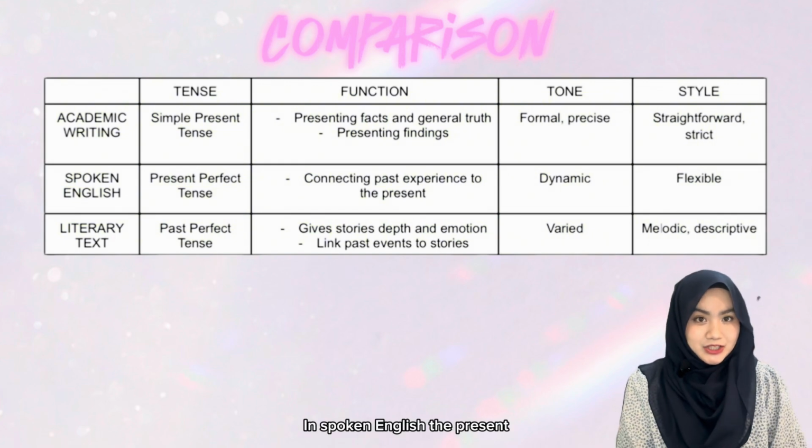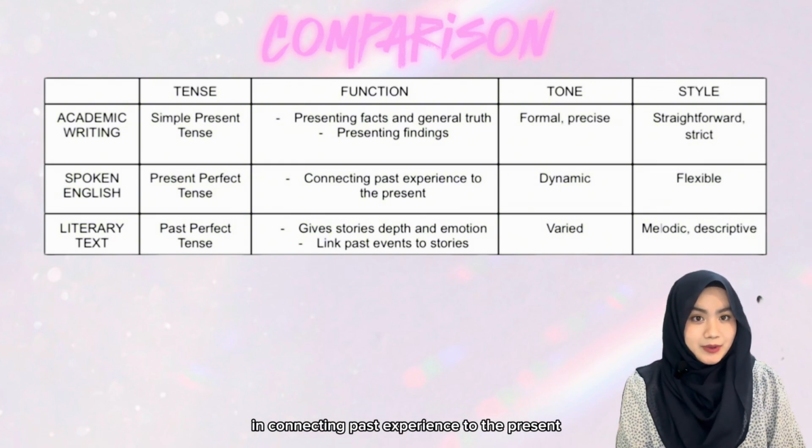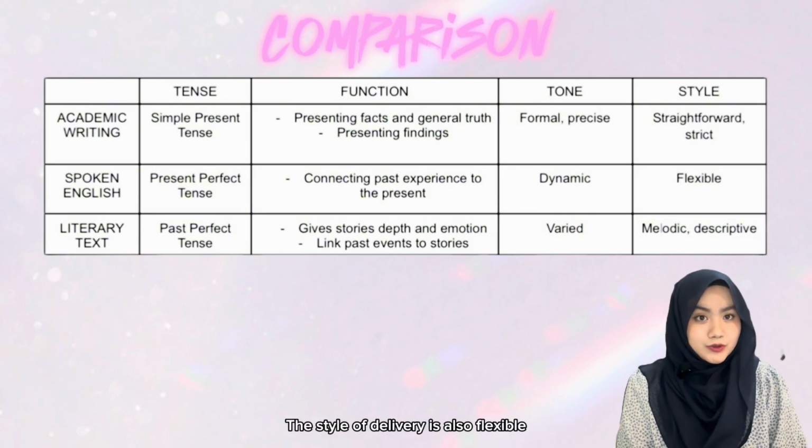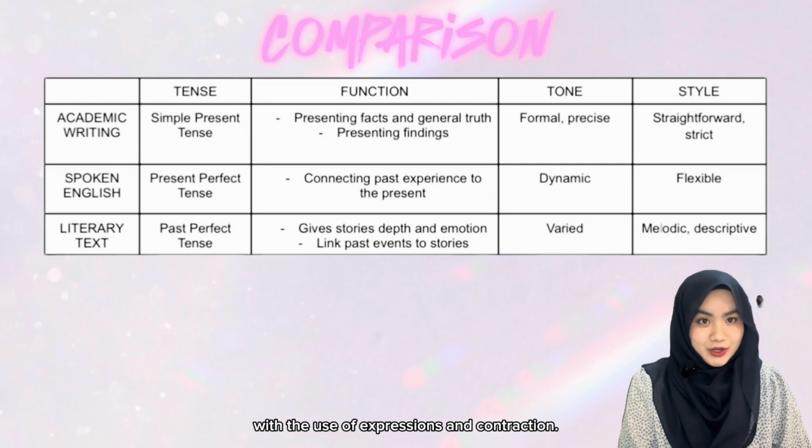In spoken English, the present perfect tense is widely used in connecting past experience to the present. It is more dynamic because speech can be both formal and informal. The style of delivery is also flexible with the use of expressions and contractions.